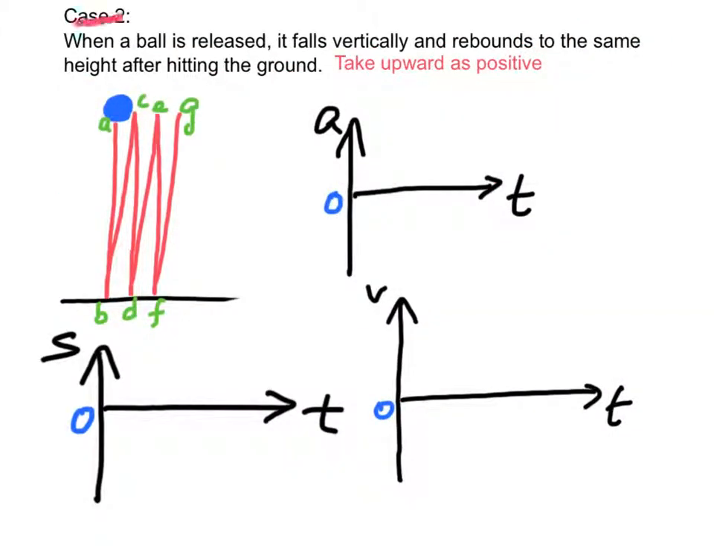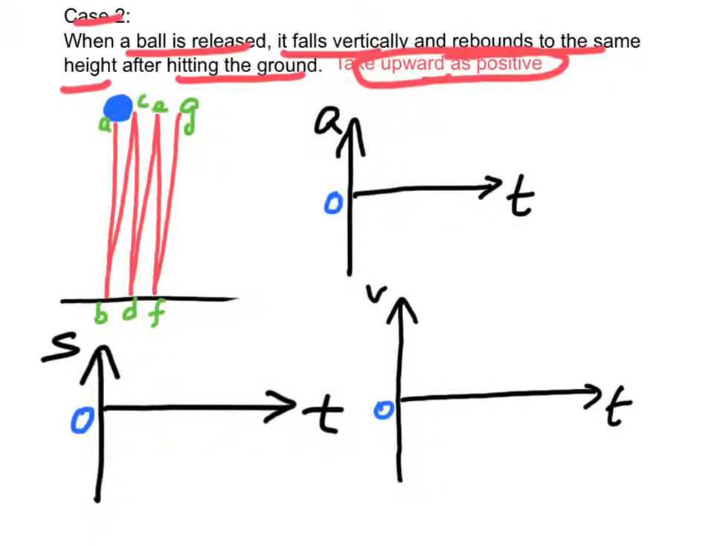For case 2, in this case the ball is released. Again, it falls vertically and rebounds to the same height after hitting the ground. But now we take upward as positive. Hence, the v-t graph will be like this one. Notice that the slopes of these straight lines are the same.